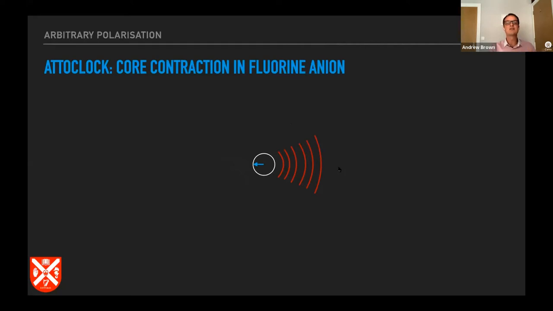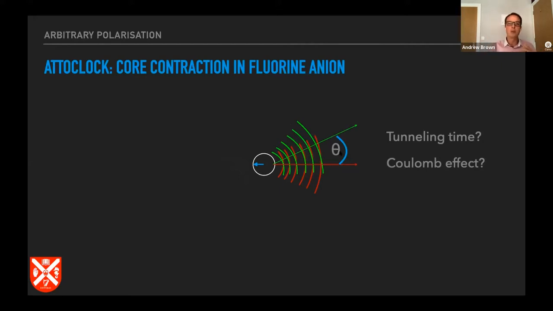But in practice, we find the electrons come out offset at some angle. And this angle is a contentious topic, and I don't want to get into the controversy over it, but you can interpret it in two ways. You can think of it as corresponding to the time it takes the electron to tunnel through the rotating barrier, or you can think of it as the effect of the Coulomb force acting on the outgoing electron. And there's some debate as to which of these is the case.